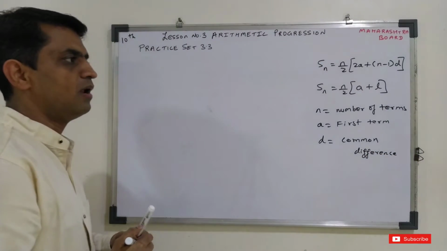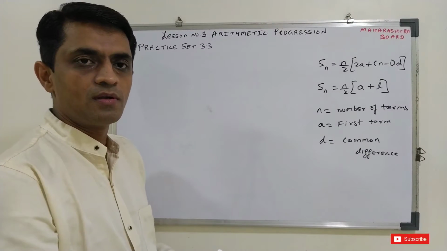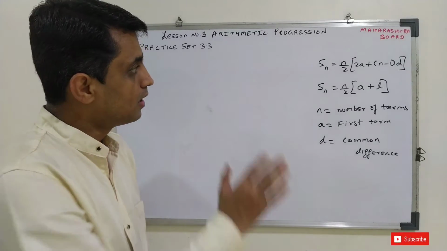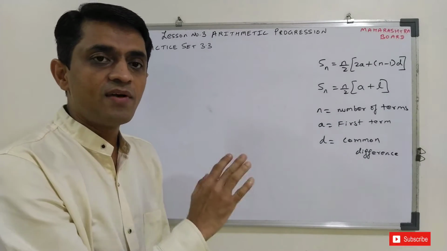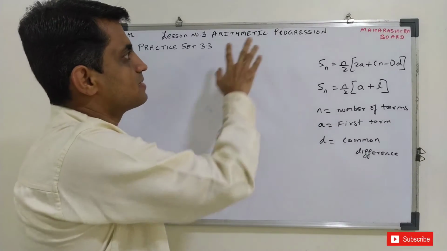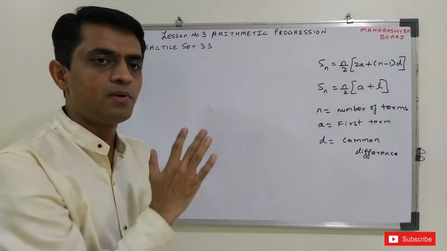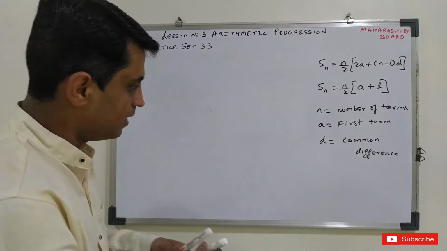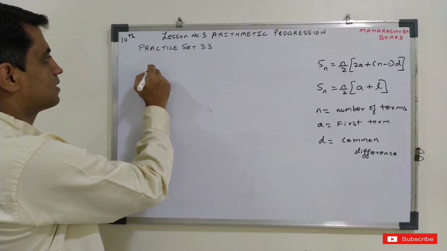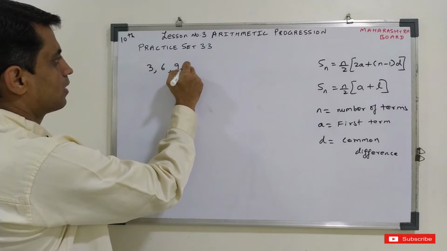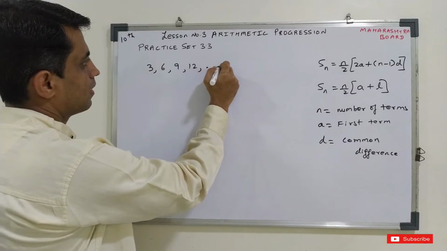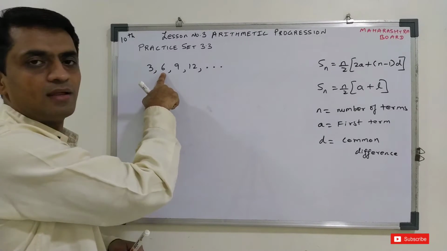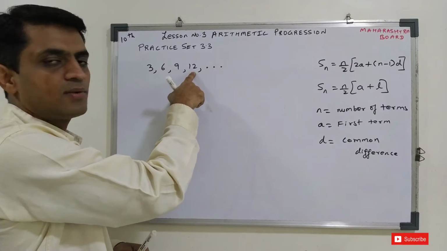Now students, this formula is very useful. Now what is sum? Finding the total of all the terms in the AP. For using this formula, the sequence should be AP. This chapter name is arithmetic progression, means the sequence should be AP. If they are AP, then only you can use this formula. Now for example, some terms are given here, a sequence: 3, 6, 9, 12. Yes or no? Now this is AP. Why? 3 plus 3, 6, 6 plus 3, 9, 9 plus 3, 12 and so on.